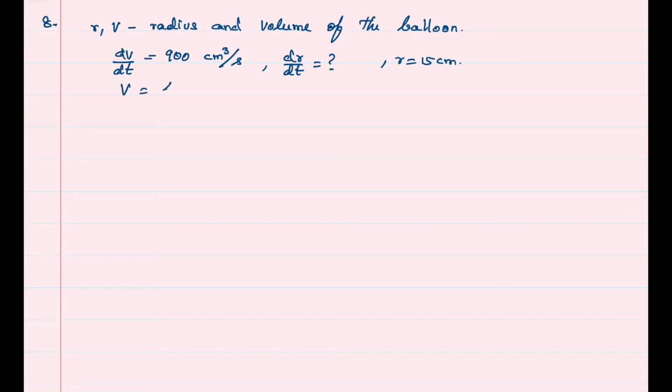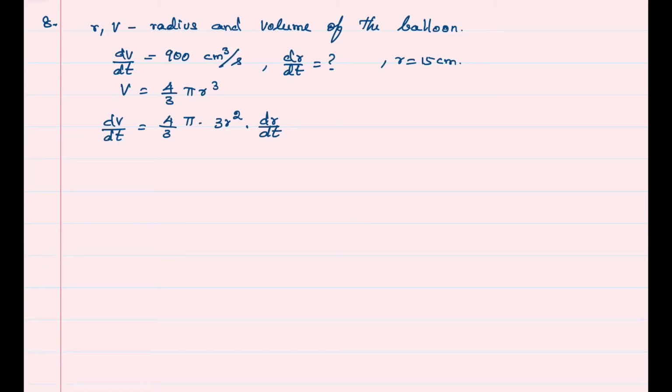Volume of the sphere formula is 4 by 3 pi r cube. Let us differentiate both sides with respect to t. dV by dt is 4 by 3 pi. We have to apply chain rule to differentiate r cube. Power has to be differentiated first, then the base r has to be differentiated with respect to time t. So 3r square times dr by dt.